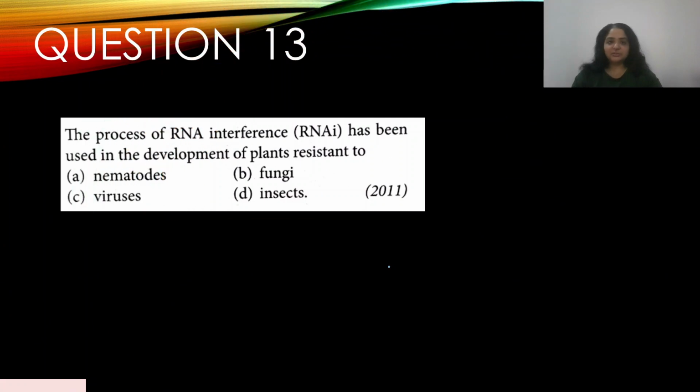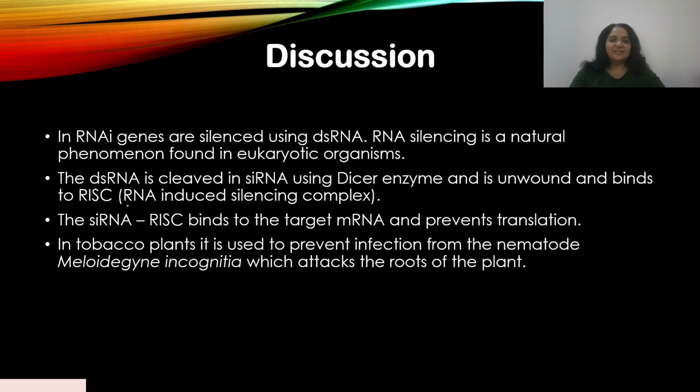All right, question number 13. The process of RNA interference has been used in the development of plants resistant to, this appeared in 2011: A, nematodes, B, fungi, C, viruses, and D, insects. So it is nematodes. We already discussed this so many times. So the answer is A. This is just a repeat of the previous discussion, so I'm not going to go into details. All right, let's move on.